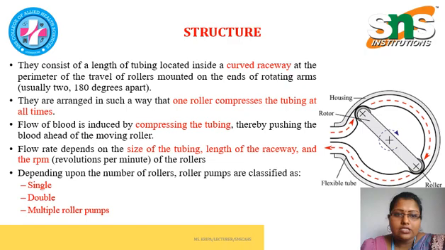The structure: they consist of a length of tubing located in a curved raceway at the perimeter of travel, with rollers mounted on the end of rotating arms. They are arranged in such a way that one roller compresses the tubing at all times. Flow of blood is produced by compressing the tubing, thereby pushing the blood ahead of the moving roller. Flow rate depends on the size of the tubing, length of the raceway and the revolutions per minute of the rollers. Depending upon the number of rollers, roller pumps are classified as single, double and multiple roller pumps.